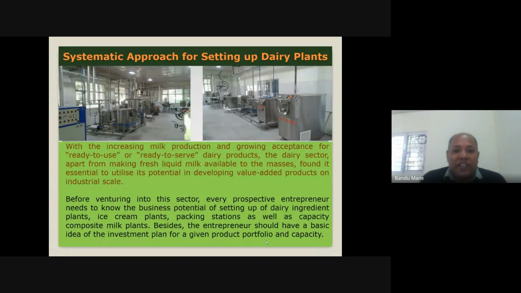Before venturing into this sector, every prospective entrepreneur needs to know the business potential of setting up dairy ingredient plants, ice cream plants, packaging sections, as well as the capacity composite of the milk plant. Besides, the entrepreneur should have a basic idea of investment plans for a given product portfolio and capacity. Next.